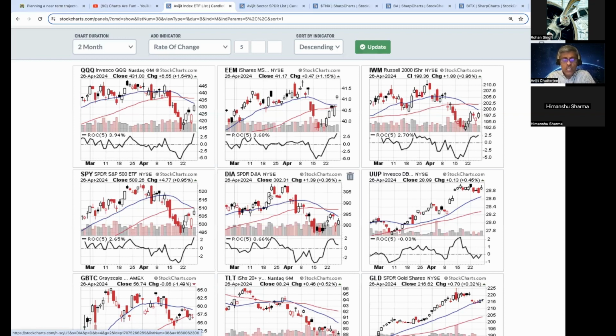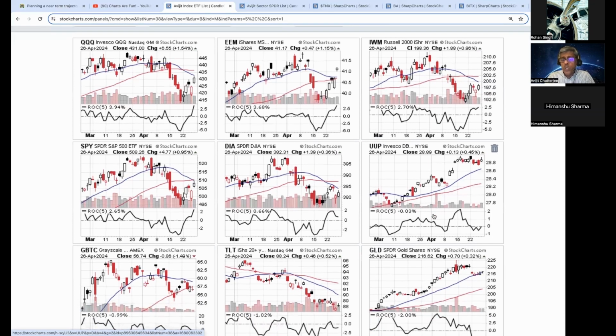Dow Jones, the ETF for the Dow Jones index is DIA, Diamond, and that one already has a bearish cross of the blue line, the 20-day below the 50, and the 50-day has plateaued out as we can see and is now headed lower. Dollar by far is the most bullish looking chart here, UUP, that's the ETF for the dollar.